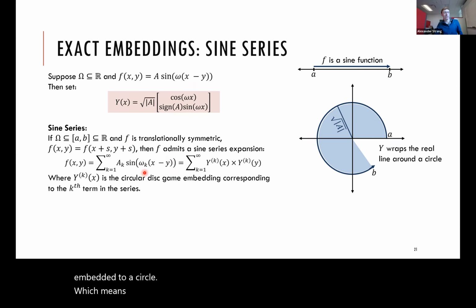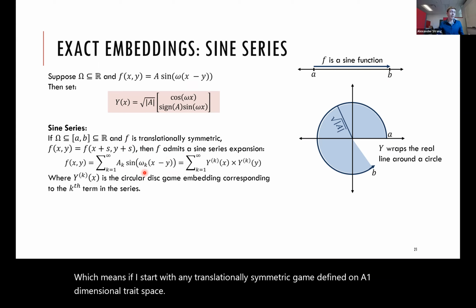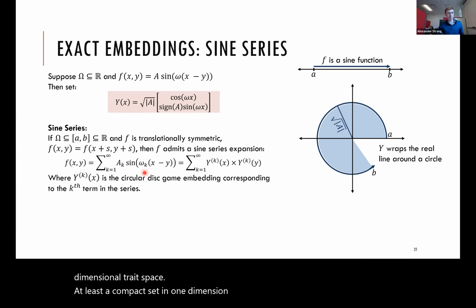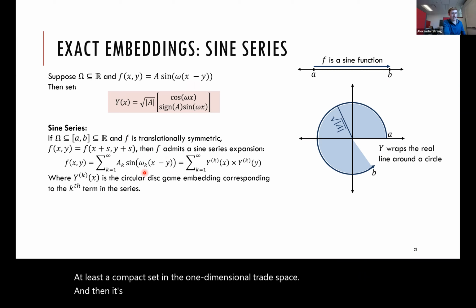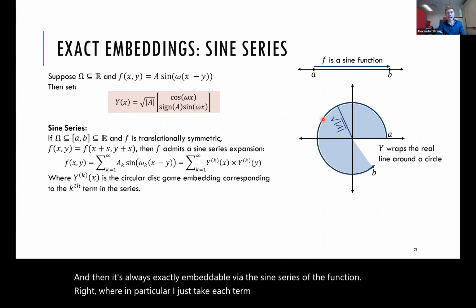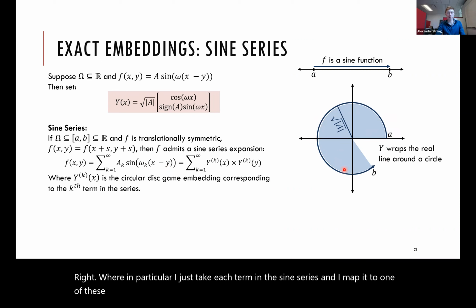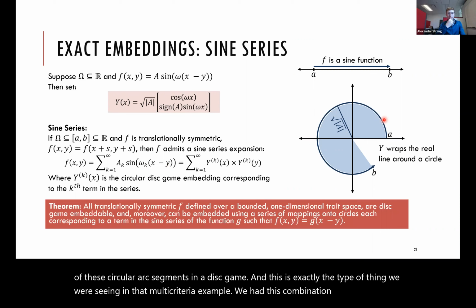Which means if I start with any translationally symmetric game defined on a one-dimensional trait space, at least a compact set in a one-dimensional trait space, then it's always exactly embeddable via the sine series of the function, right? In particular, I just take each term in the sine series and I map it to one of these circular arc segments in a disk game. And this is exactly the type of thing we were seeing in that multi-criteria example. We had this combination of circular segments.